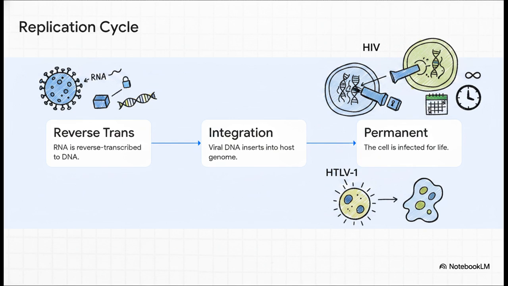Also, keep this distinction in your back pocket. Most retroviruses actually need the host cell to be actively dividing to integrate. Lentiviruses, like HIV, are the famous exception since they can infect non-dividing cells. But remember, HTLV1 is a delta retrovirus, not a lentivirus.